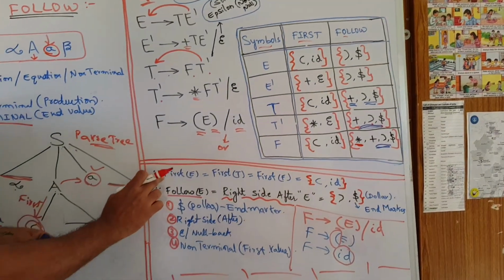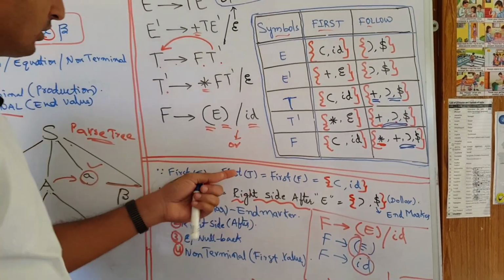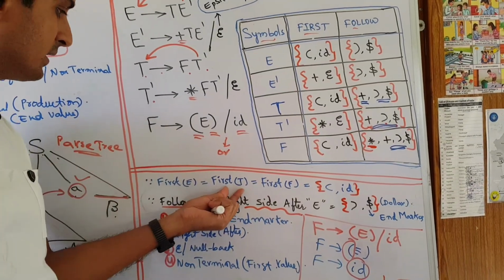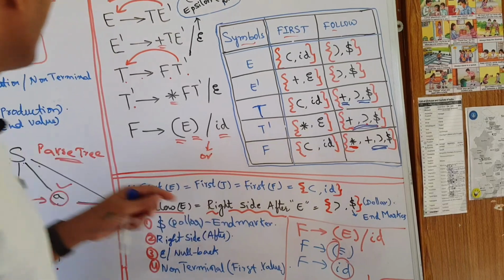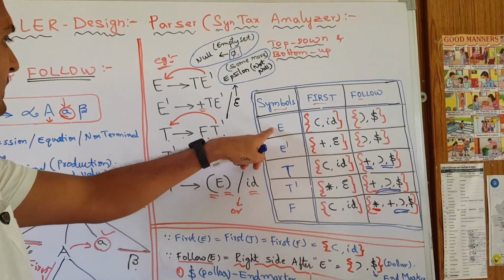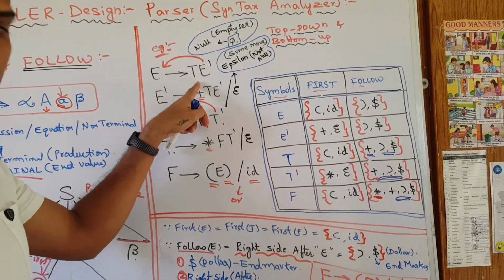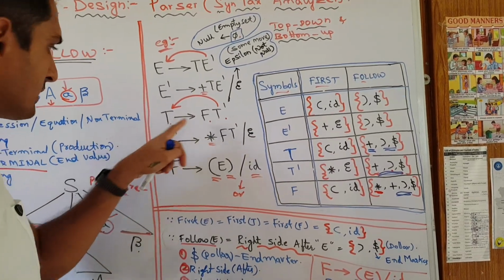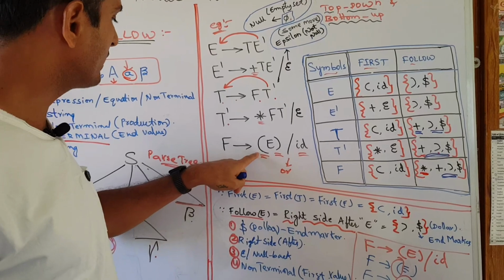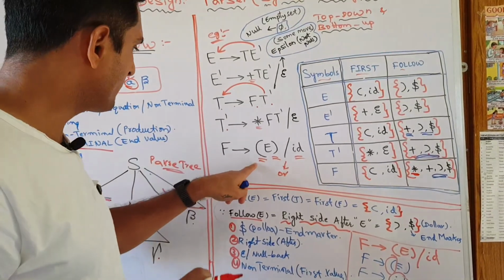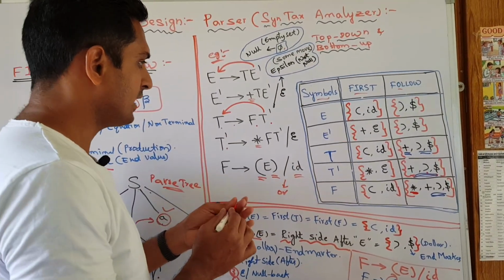So here I have written, since first of E is equal to first of F, because they are non-terminals, first of F means open bracket and ID. So first of E is nothing but first of T. First of T is non-terminal, first of F. Again F is non-terminal, first of F. Here we got the terminal points, open bracket and ID. Very good. So we have done this.